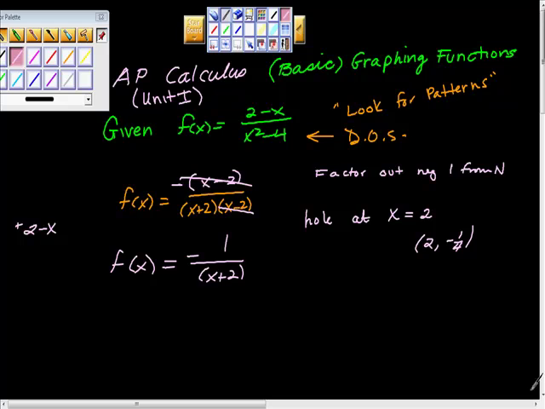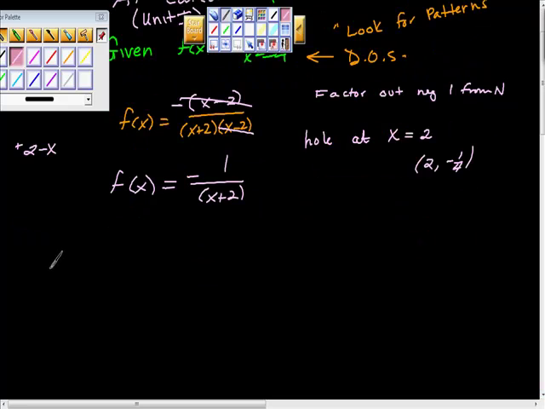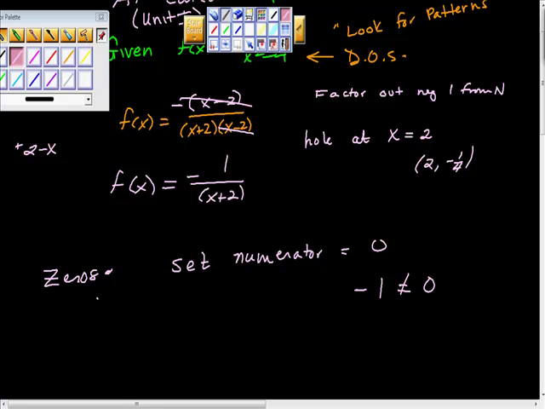So the first question is, what are the zeros? Well, to find zeros, set the numerator equal to 0. The numerator here is negative 1. Negative 1 equals 0. Solve. Negative 1 never equals 0. So here, no zeros. And this is my supporting math here.